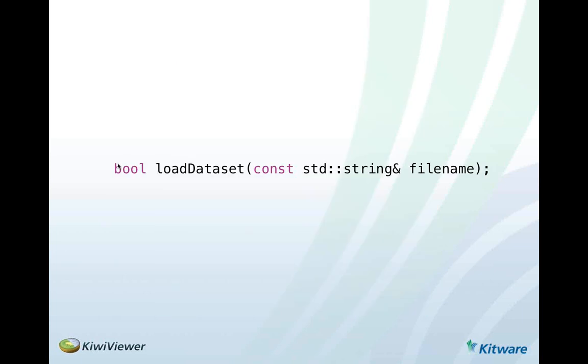So Kiwi has high level methods like this one. So load data set, it takes a file name as a string and it loads the data. But you can see that this is really application specific. So KiwiViewer provides one implementation of this, but when you develop your own apps, you might not want to use this method at all because you might want to have control over the behavior, how you handle errors, and what you do to convert a file name as a string to actually loading the data.